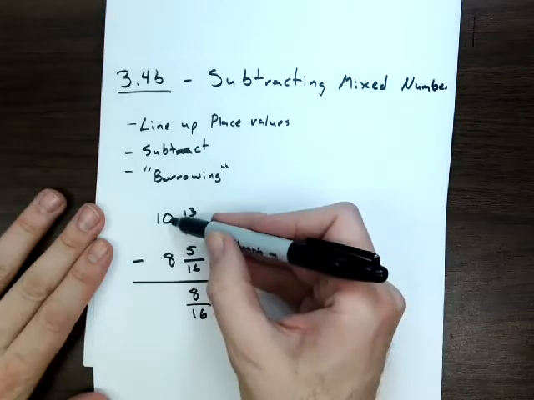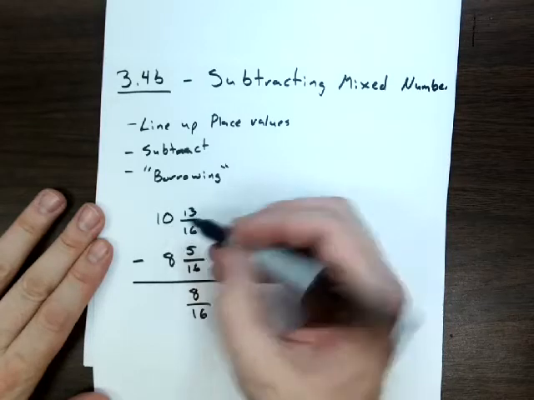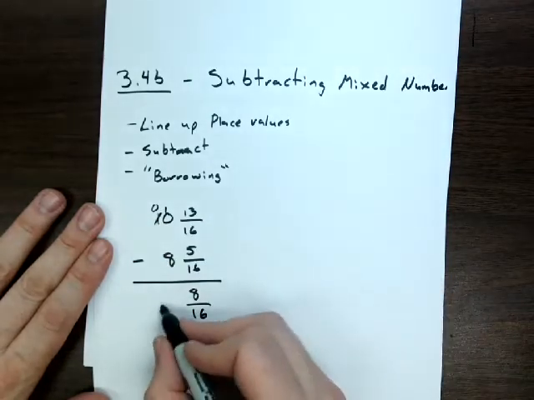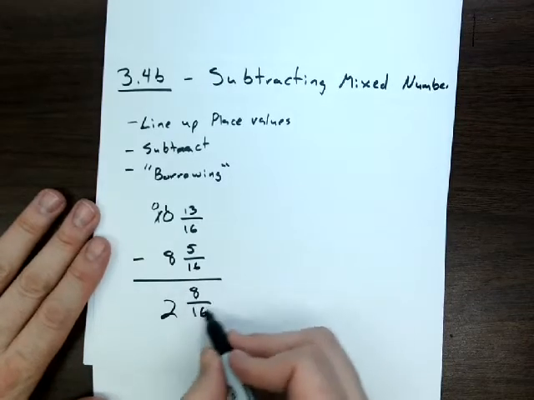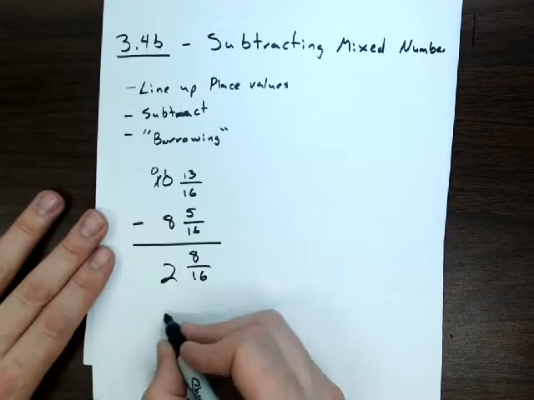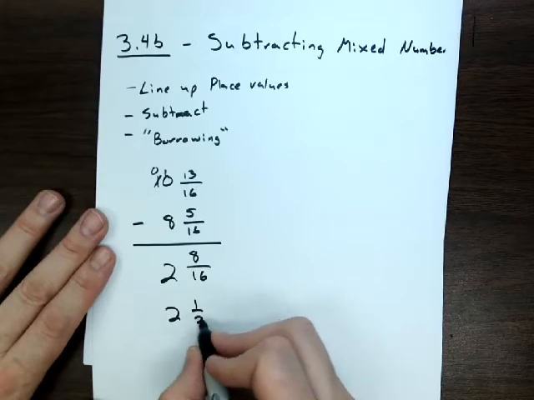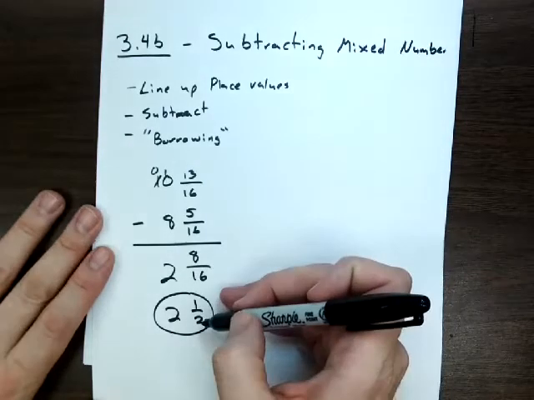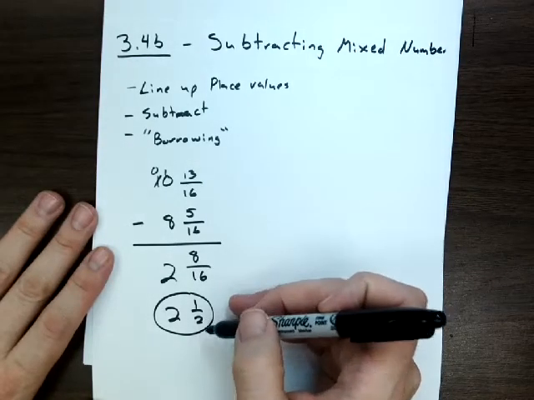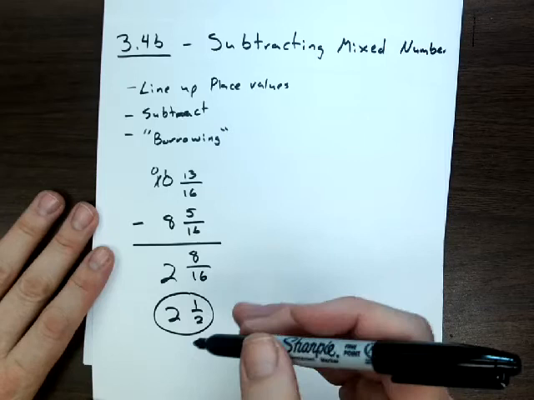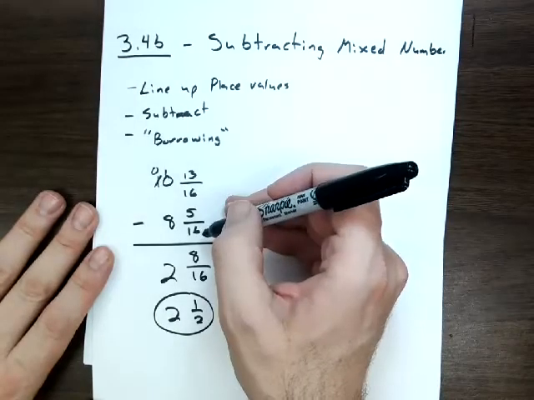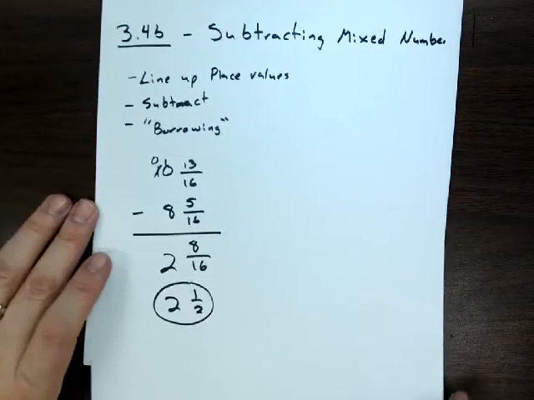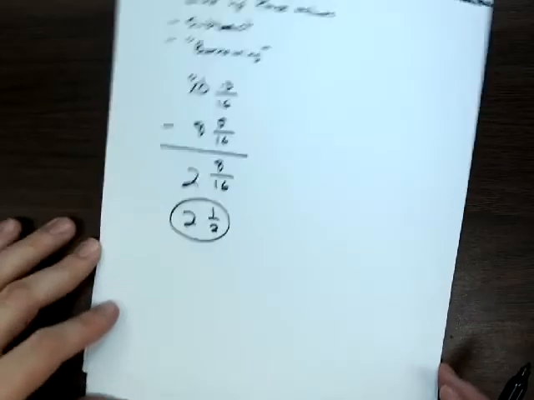And then I can't take 8 from 0, so I go over here, borrow 1. 10 minus 8 is going to be 2. Now I can reduce this fraction, so I've got 2 and 1/2. And we're done. So subtracting mixed numbers is pretty straightforward. We just need to pay attention to where things are. But let's show you what happens with whole numbers when we need to borrow.